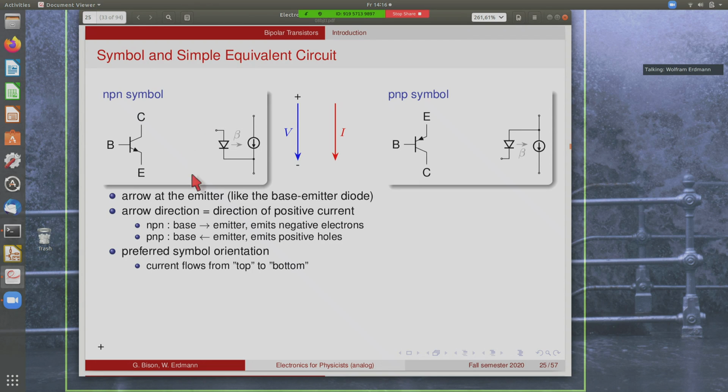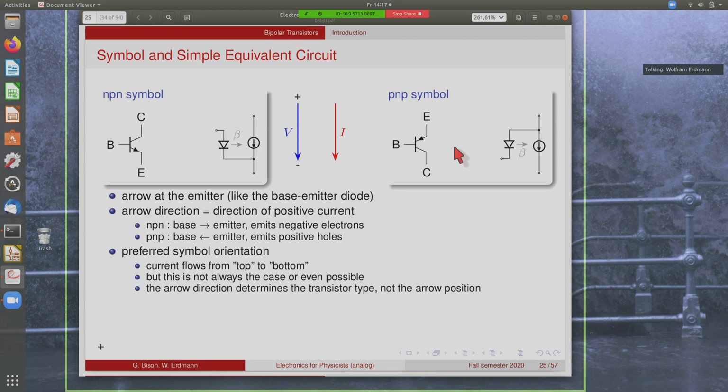The preferred orientation of the symbols is always like this, so that the current flows from the top to the bottom. So in this case, from the collector to the emitter, and for the PNP from the emitter to the collector. So if you stick to this rule, then it'll be easier to understand diagrams. However, this is unfortunately not always the case. So not everybody does it that way, and sometimes it's not even possible.